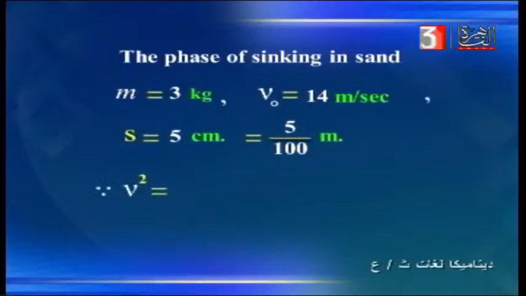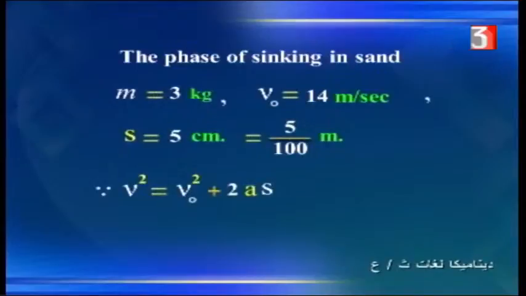Then V power 2 equals V naught power 2 plus 2AS. Note that here in the sand we use acceleration A, but in the free falling we use G, gravity. G equals 9.8 meter per second square, but the acceleration here equals A. What is the value of A?